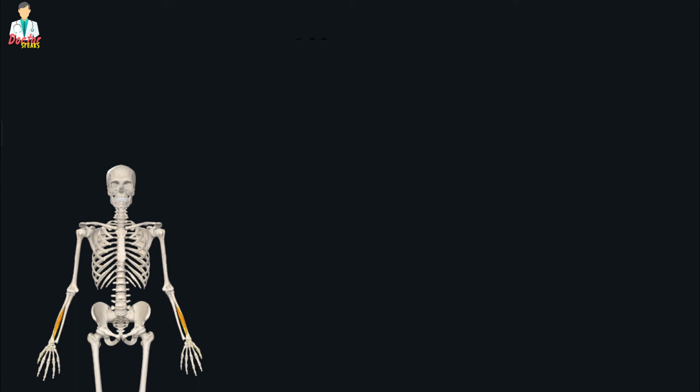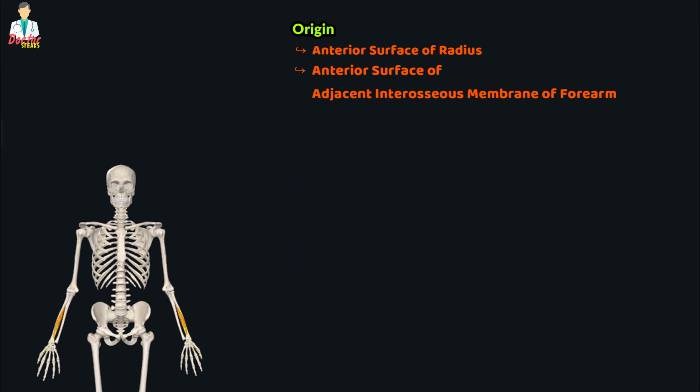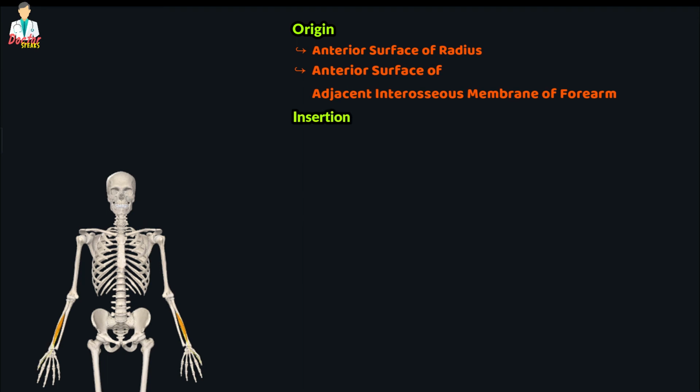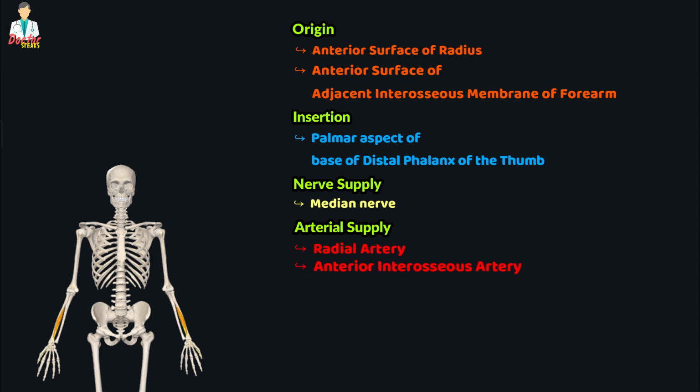So now let's revise all these study points for the Flexor Pollicis Longus muscle. This muscle originates from the anterior surface of the radius and the adjacent interosseous membrane of the forearm. This muscle inserts onto the palmar aspect of the base of the distal phalanx of the thumb. It has its nerve supply from the median nerve, and it has its arterial supply from two arteries, and these are the radial artery and the anterior interosseous artery.